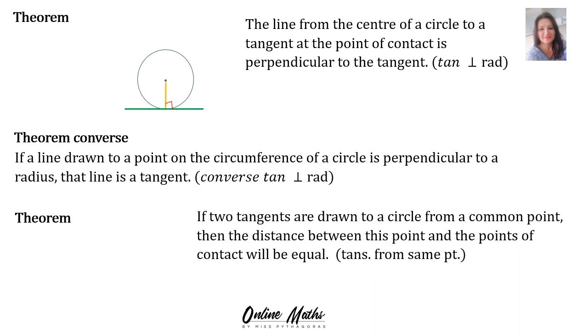Another theorem is: if two tangents are drawn to a circle from a common point, then the distance between this point and the points of contact will be equal. And then the abbreviation is tans from same point. And there you can see that AT's length is the same as BT's length. And you will use this theorem in analytical geometry.